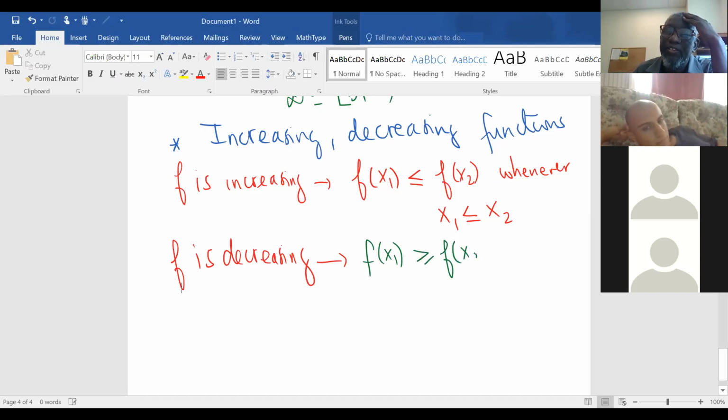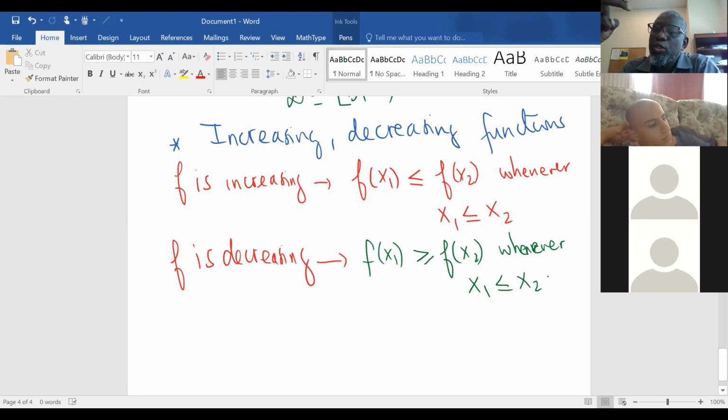Whenever what? Whenever X2 is greater than X1. That is exactly whenever X1 is less than X2, right? Which is the same. Okay. So decreasing means when you have two inputs, when you put them in the machine, the outputs don't follow the same order, right? Okay, that is a decreasing thing.